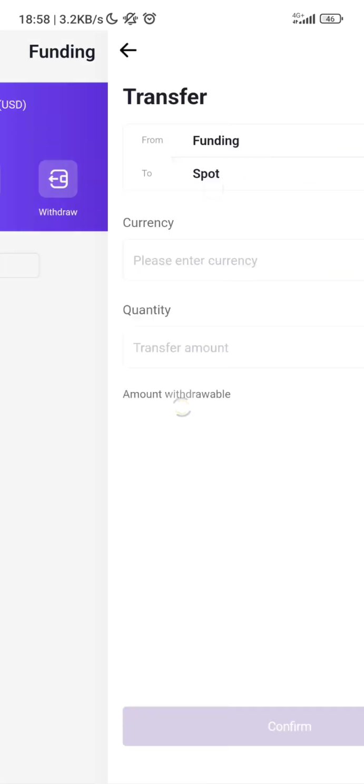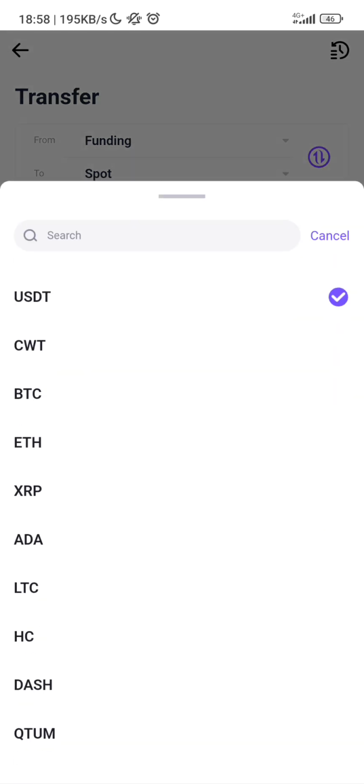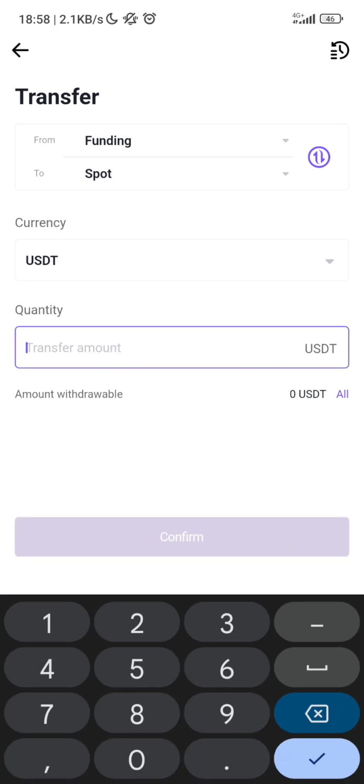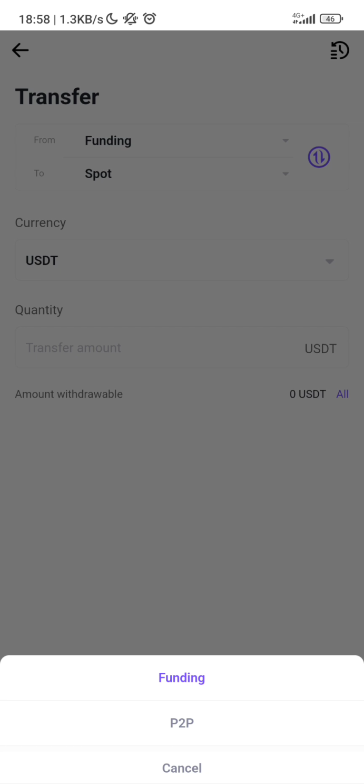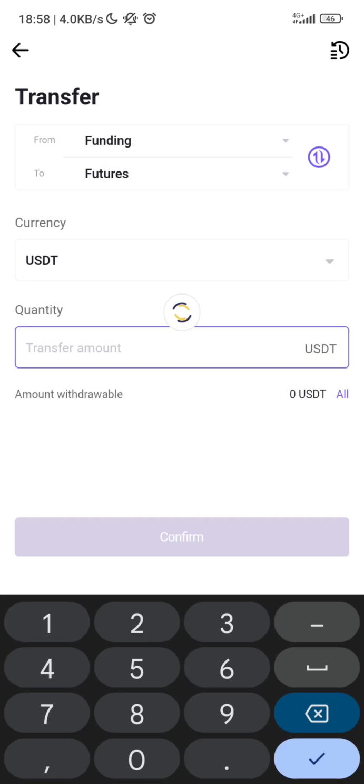But transfer is an in-house internal transfer within the app. The coin you are transferring is USDT, right? So you just select the coin USDT, then the amount you want to transfer, and from where to where. You are transferring from funding to what? To spot or to futures, but majorly futures, right? So when I send you the coin, you want to click on this transfer, funding to futures.